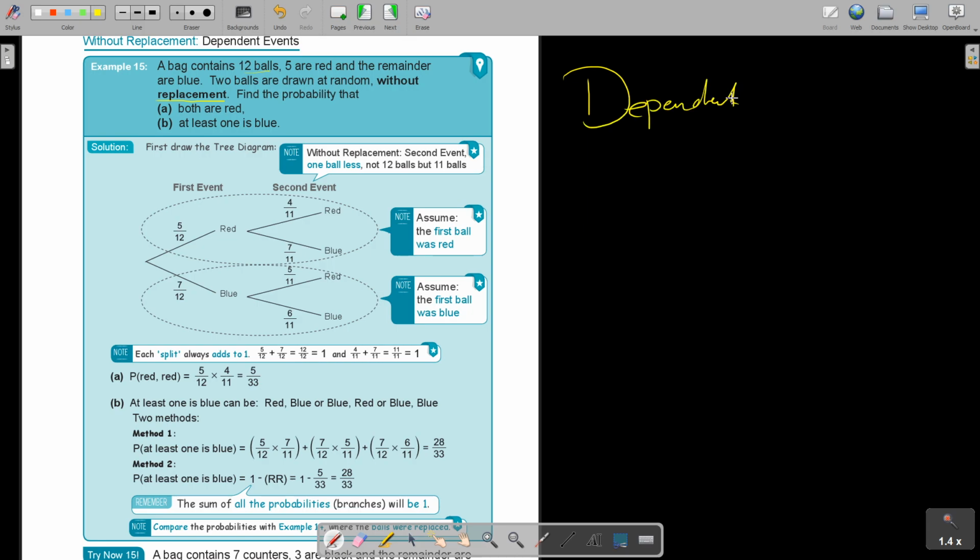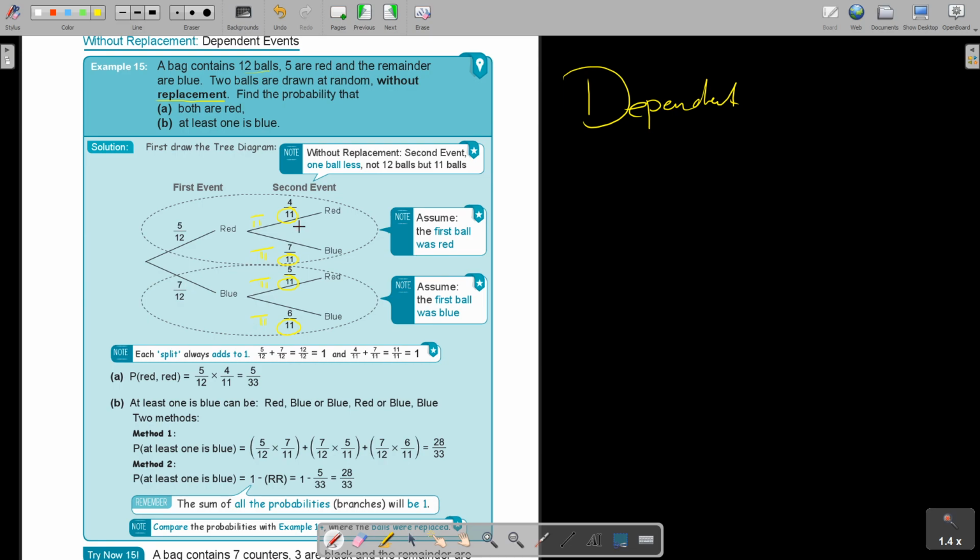Okay, so this is my first draw, and this is my second draw. Now to complete the tree is a little bit different. So you have 5 red, 5 out of 12. So the rest is blue, 7. Remember, this must add to 1. But now, if they don't replace 1, then all these denominators will be 1 less. So if you have 12, I like it if you do it just like this. Just make 11, 11, 11, 11, and then just fill in your numerators.